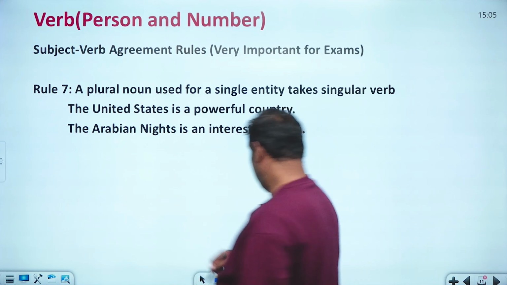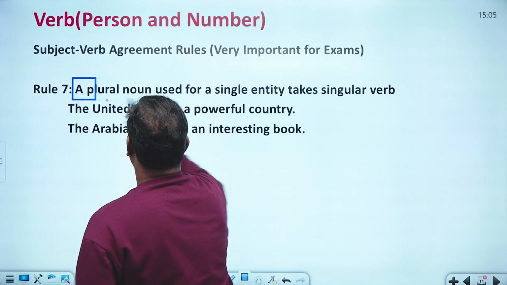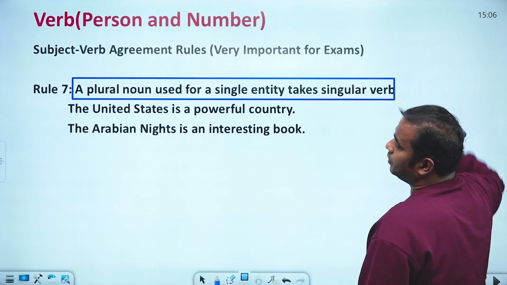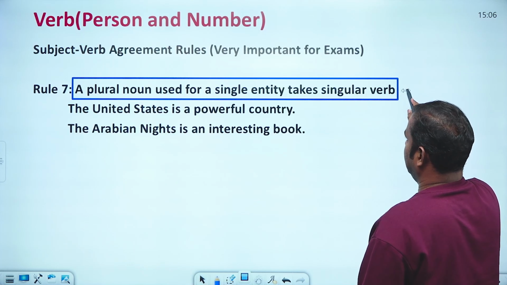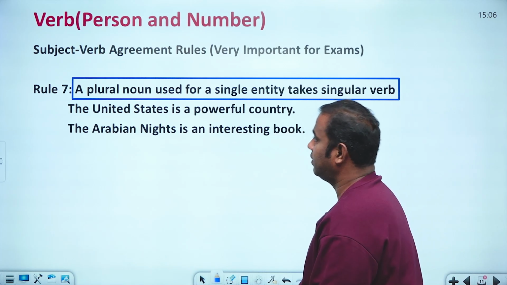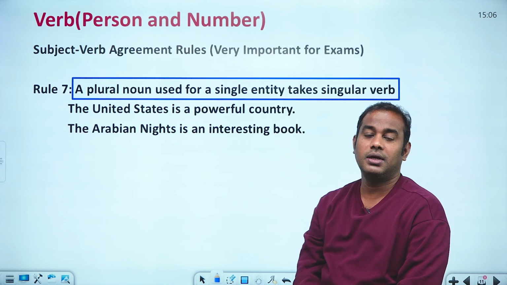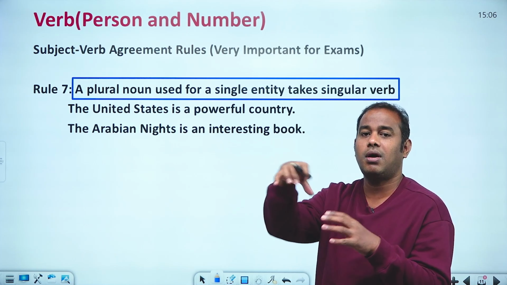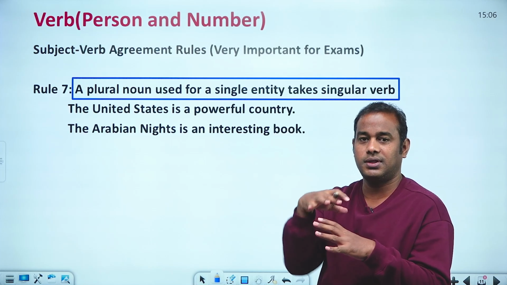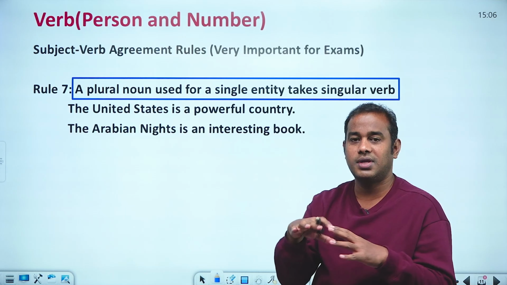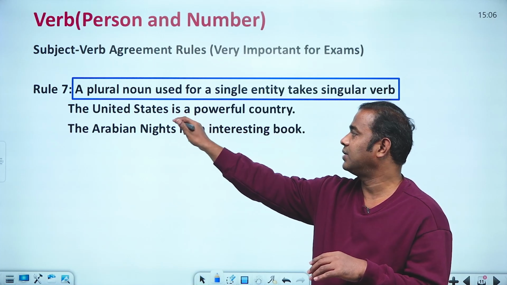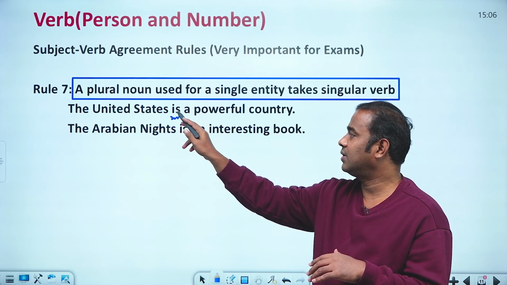Then a plural noun used for a single entity takes a singular verb. Example: United States is basically individual states. They take the collection of all the states and call it a singular country. So you can't call the USA a country because it's basically a collection of states. So, the United States is a powerful country. Here, look, we have used "is".